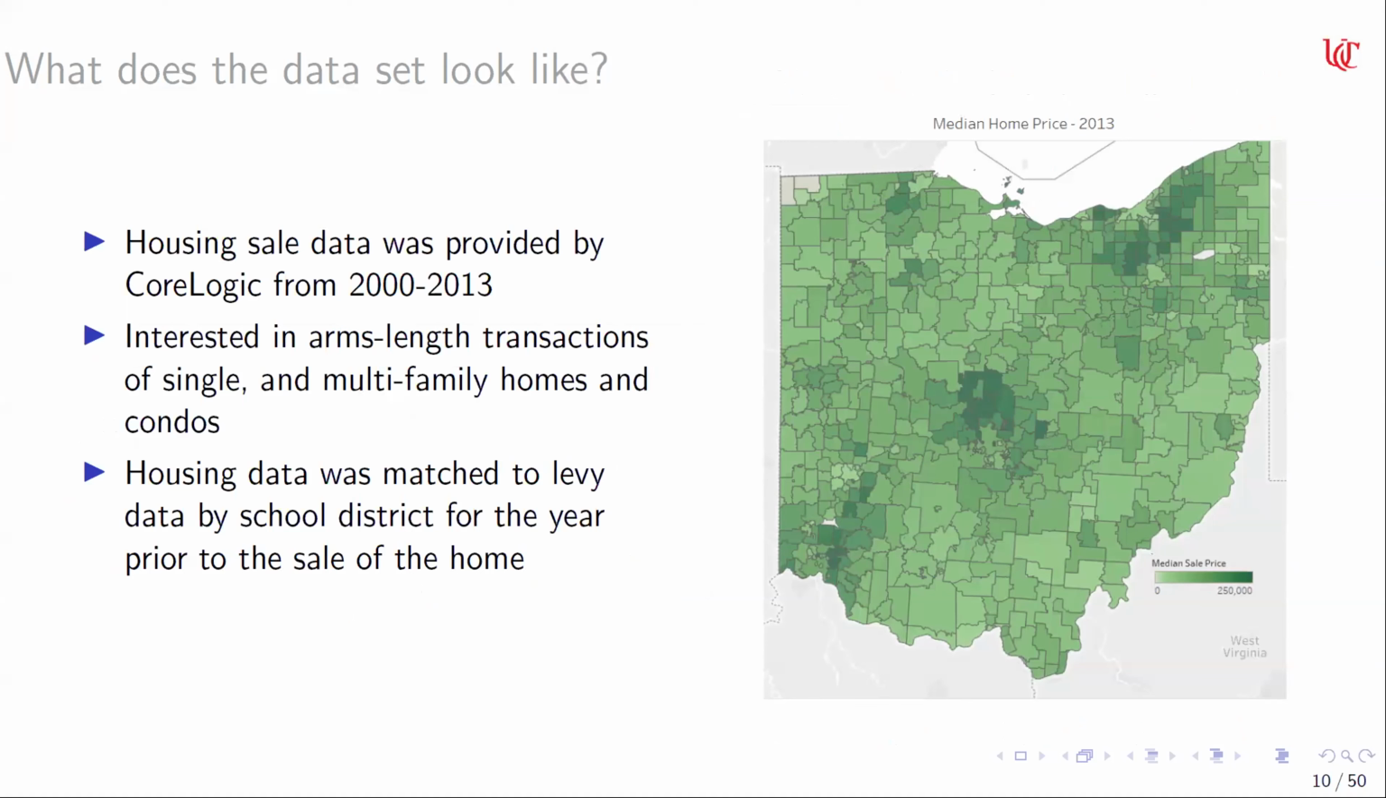So here's just a visualization of what the housing data looks like. I'm really interested in arm's length transactions. So a real estate agent gets involved in selling this house from one party to another. And then I'm going to match this housing data to levy data from the school district the year prior to the sale of the home. So if you had a renewal levy fail in 2000, I'm looking at the houses in that school district in 2001. What happened to their housing value?